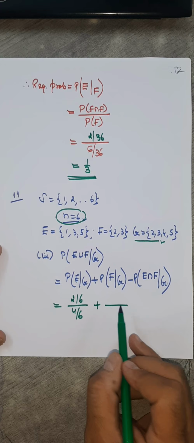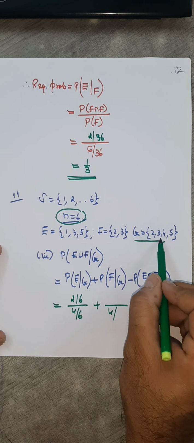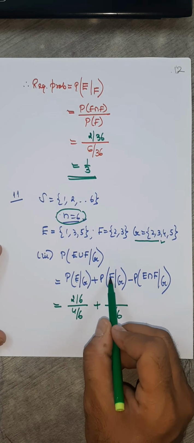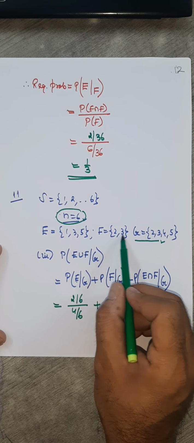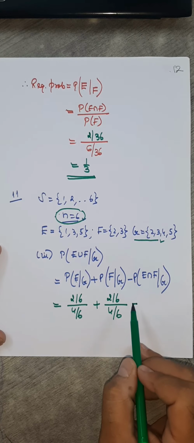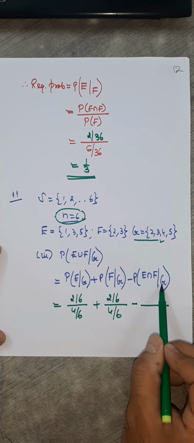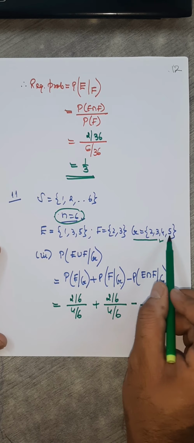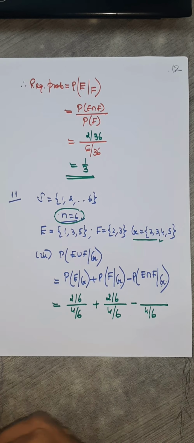What about event G here? That is again 4 by 6. F intersection G, common in this: 2, and 3, 2 and 3. So 2 by 6, upon P(G). So G means this event, which is 4 by 6.